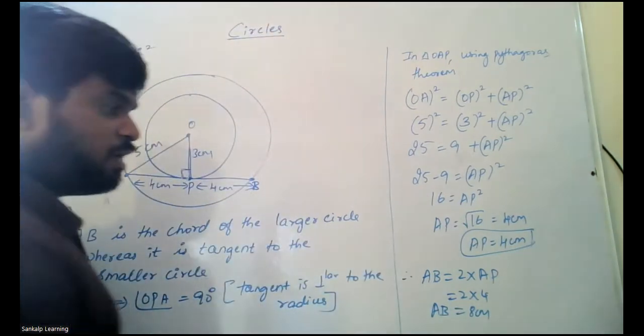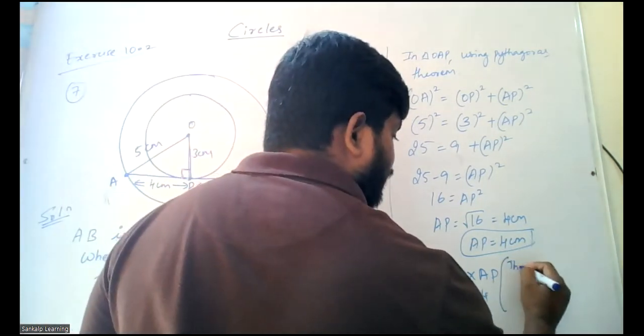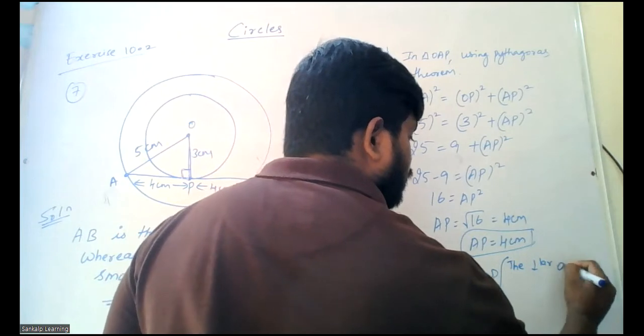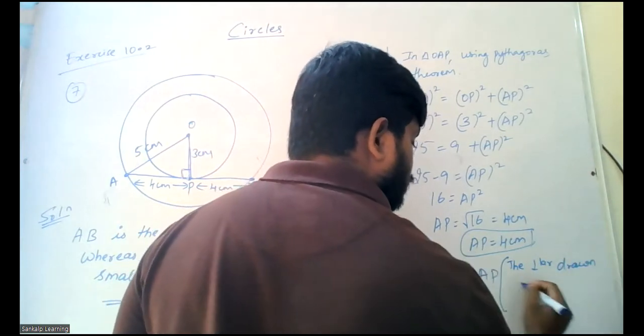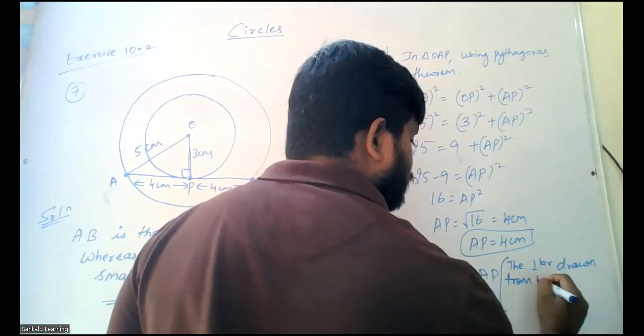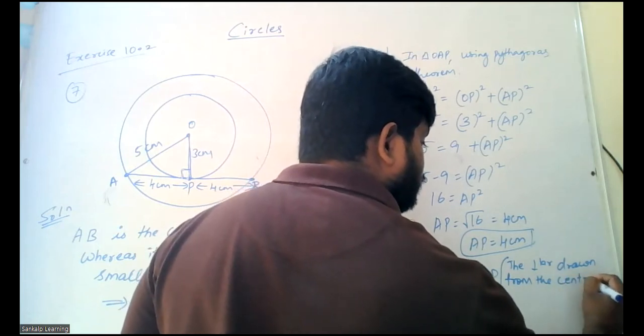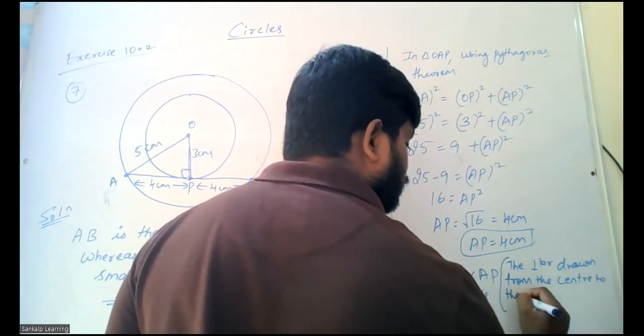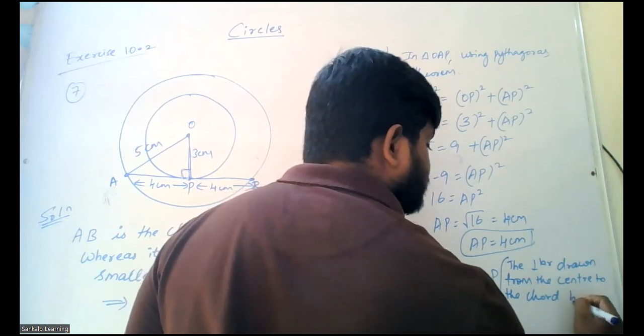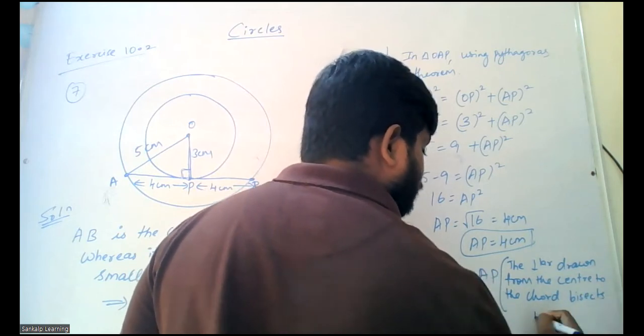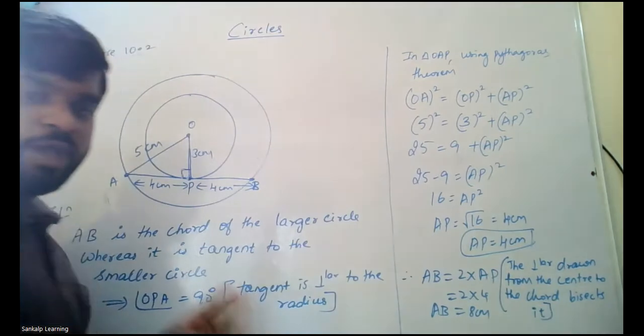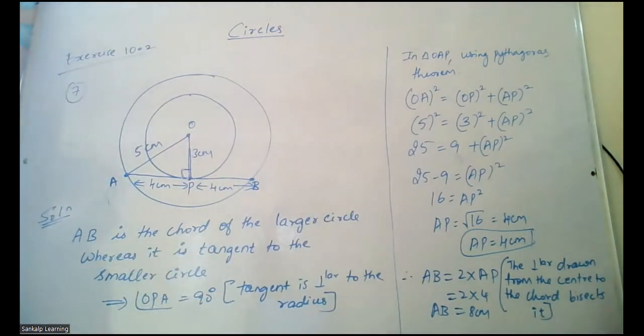Why? What is the reason? The perpendicular drawn to the chord, drawn from center to the chord, bisects it. Bisect in the sense divide into 2 equal parts. Okay, so very, very simple.